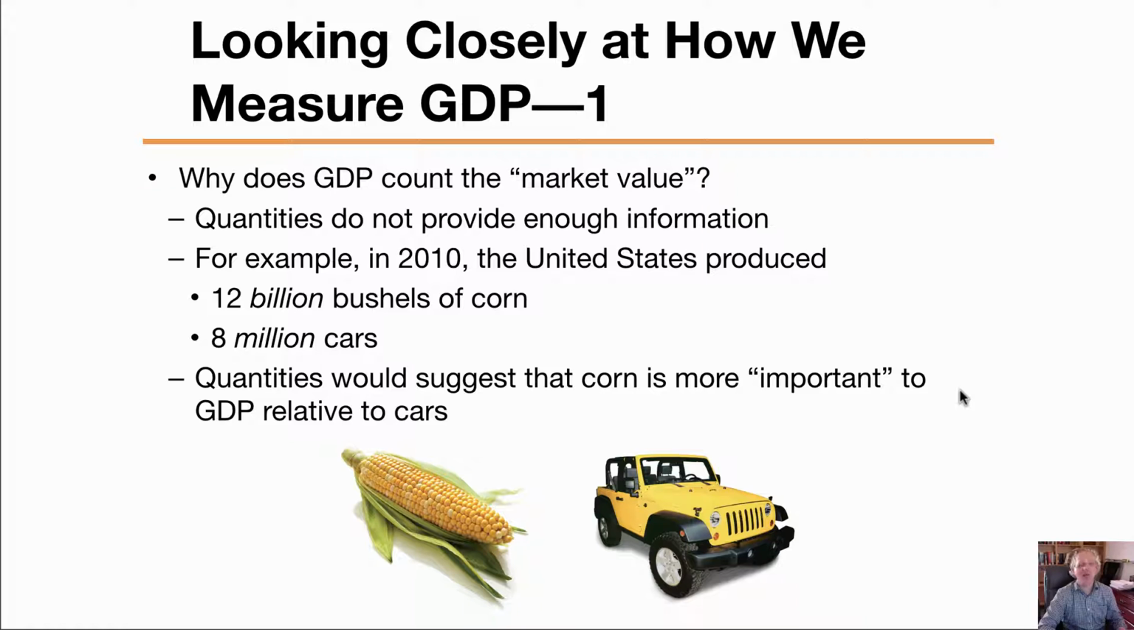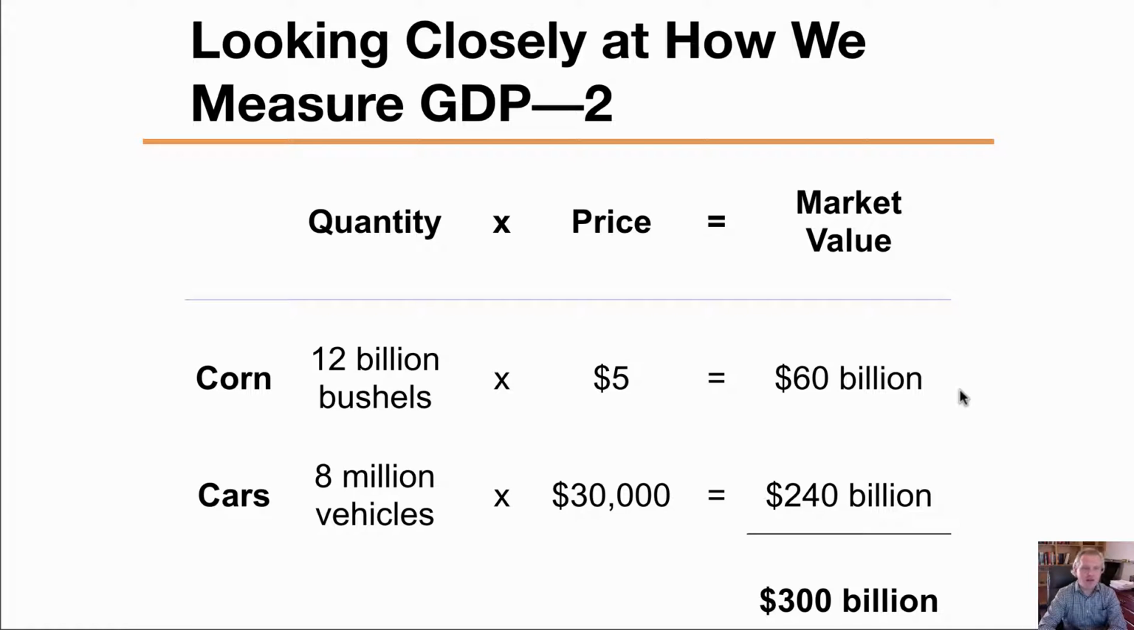So just by using quantities, we might get a false sense of overall GDP, and a false sense of how important different industries are within that measure. You can see it here with a quick calculation. Corn costs $5 a bushel, so times 12 billion is only $60 billion, whereas cars, 8 million vehicles at an average price of $30,000, is $240 billion. It's a much bigger component of overall GDP than corn. Also, once we convert to dollars, we can add all of these things up to get a measure that is comparable in terms of its units.